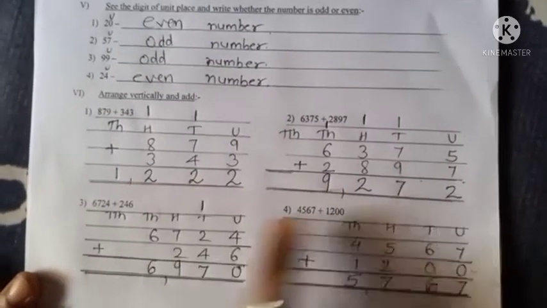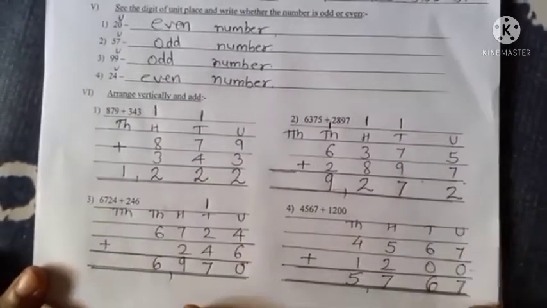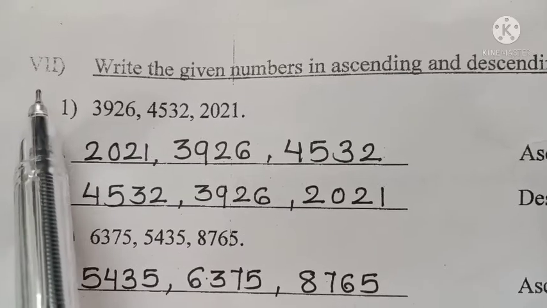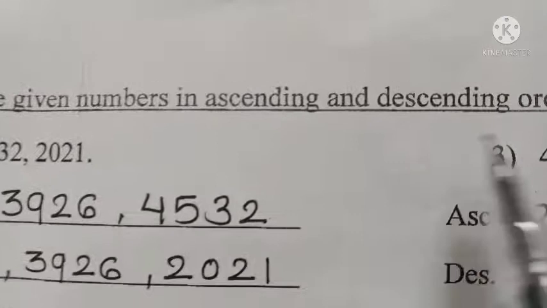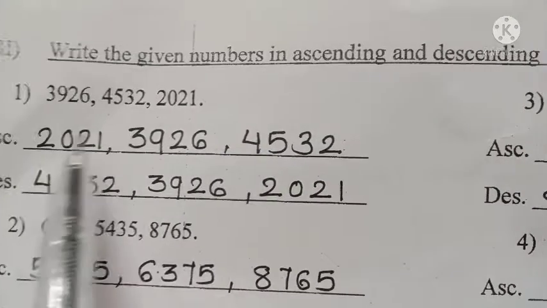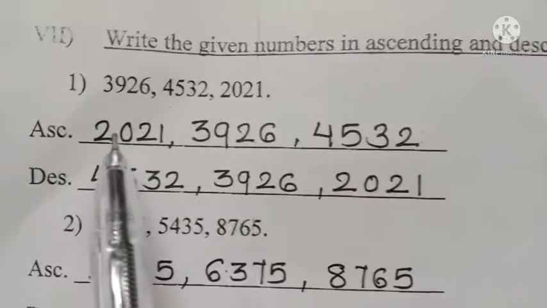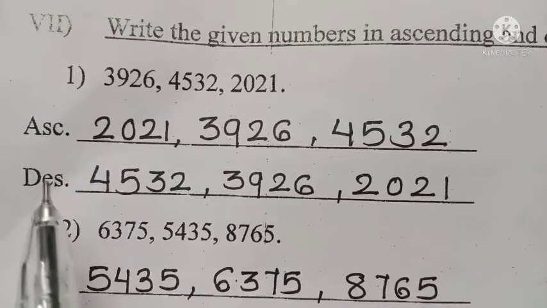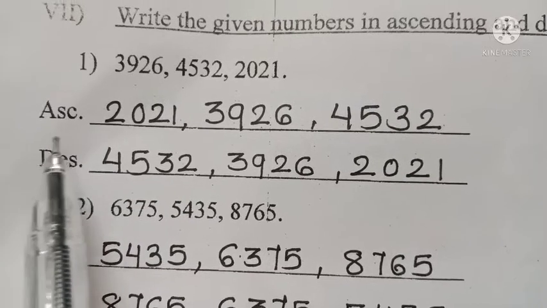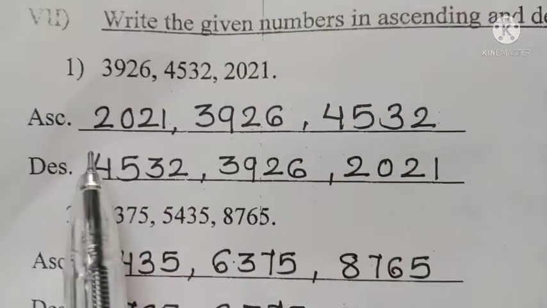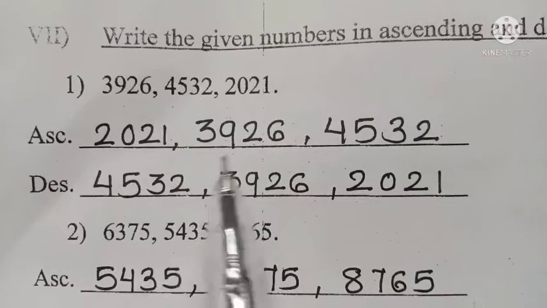and clean. You have to use pencil and scale so that this will be very neat and clean. Question number 7. Write the given numbers in ascending and descending order. So students, here given the numbers and you have to write these numbers in ascending and descending order. So students, I have already told you what is the ascending order. Ascending means increasing order, means we have to write down the numbers from smaller to bigger.